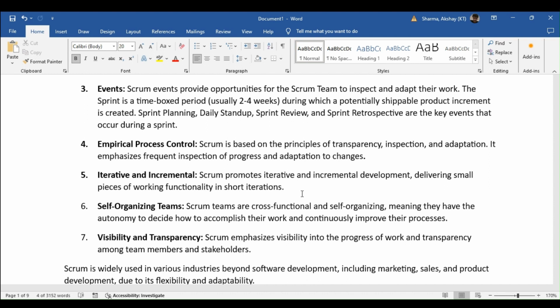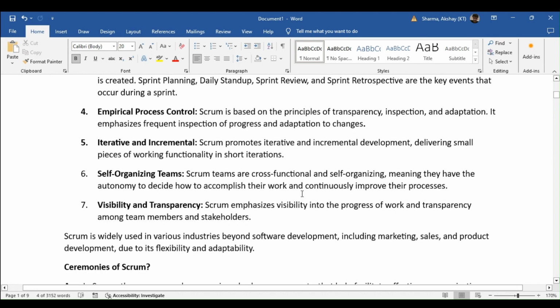The sixth key aspect is self-organizing teams. Scrum teams are cross-functional and self-organizing, meaning they have the autonomy to decide how to accomplish their work and continuously improve their process. These key aspects are self-explanatory, and I'm just reading out the definitions so that everything is clear. Next is visibility and transparency. Scrum emphasizes visibility into the process of the work and transparency among team members and stakeholders.